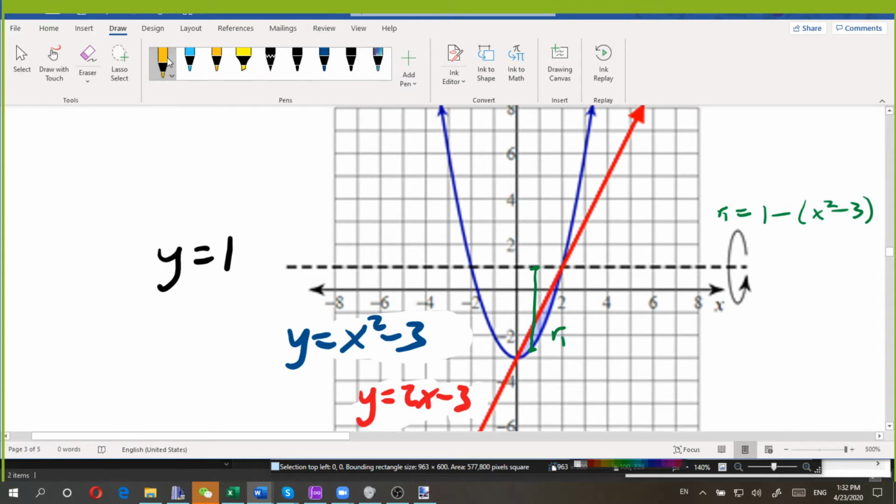Okay, and then I need an R2 as well, which I'm going to draw in yellow this time. Next in the order is Eric. R2 is the distance from the axis of rotation to the innermost function. What should R2 be? 1 minus (2x minus 3). Okay, that's perfect.